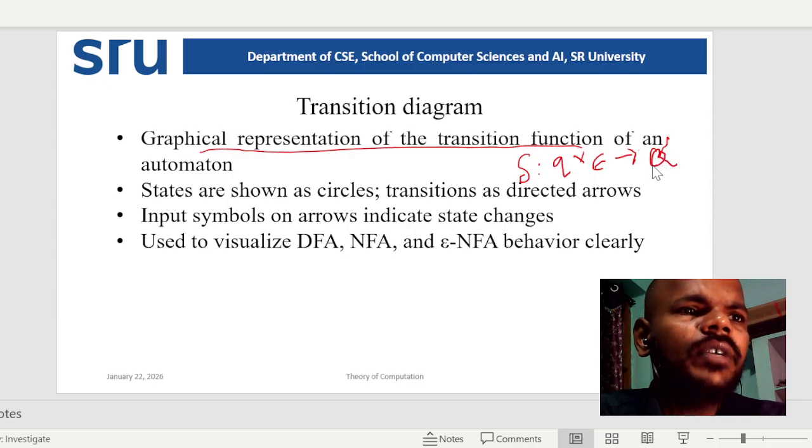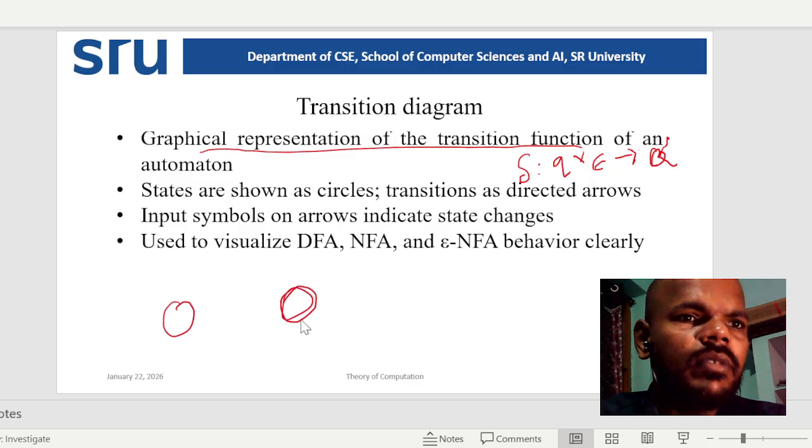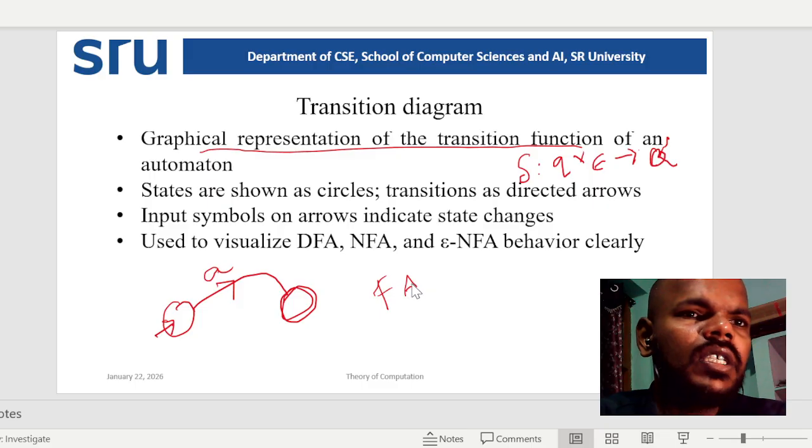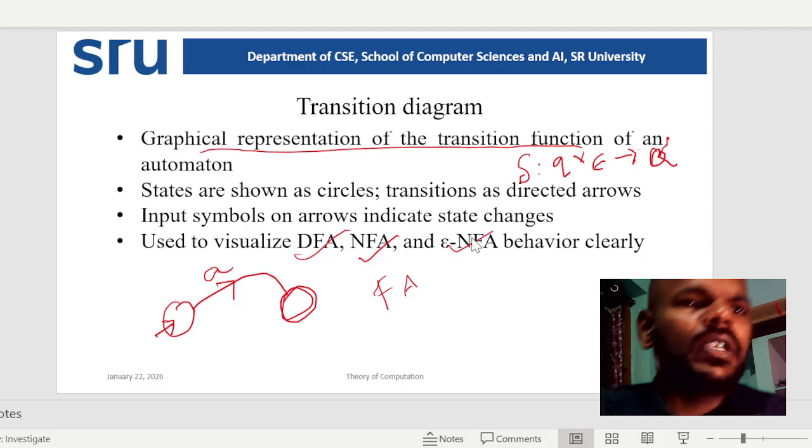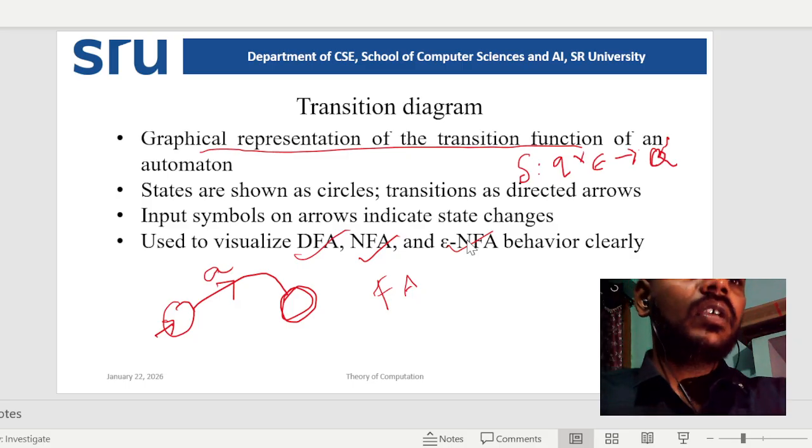So states are shown as circles, and transitions as directed arrows. We already know that there is one state and one more state; for example, this is a final state, this is a starting state. It is moving from one state to another state with the input symbol a. Let us assume it is an input symbol a. I am giving an example for better understanding. So this is one kind of transition diagram. Simply, we can say a transition diagram is a finite automata, a simple automata, used to visualize NFA, DFA, and NFA with epsilon. We will discuss one or two examples, followed by some other concepts.